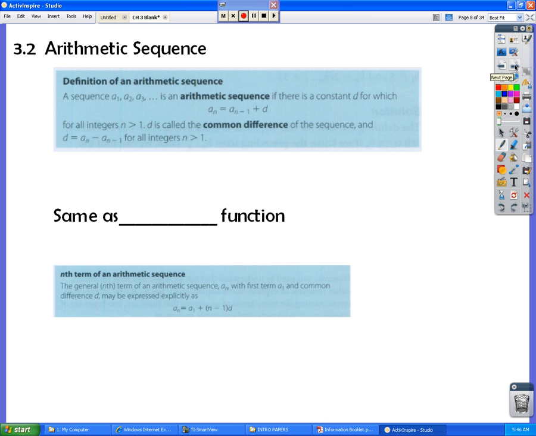So arithmetic sequence, pretty much a linear function. It's exactly the same as a linear function. And if you know that, the reason why it's the same, there's something called a common difference. The common difference would be considered our slope. So I always find it interesting that they give you all these formulas for an arithmetic sequence, but in reality, you can use all your knowledge of lines to actually do any arithmetic sequence problem.